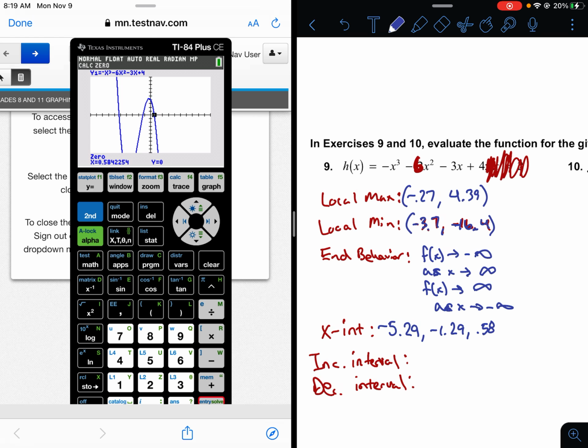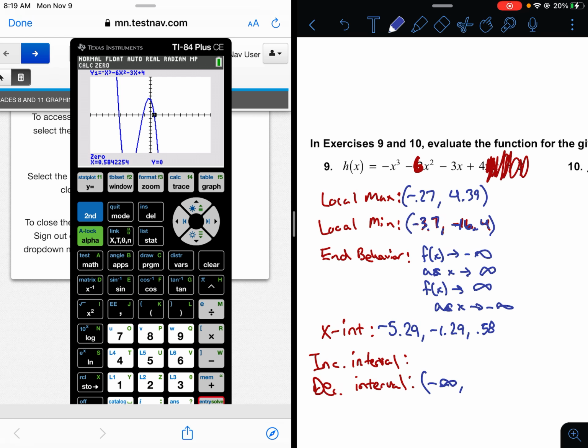So we know that the graph, if you look at the graph on my screen on the left here, is decreasing from negative infinity, it goes forever, but it's decreasing all the way to the first vertex, the local min. Then it starts to increase. So how we write that is, it's decreasing from negative infinity all the way to the first local minimum.